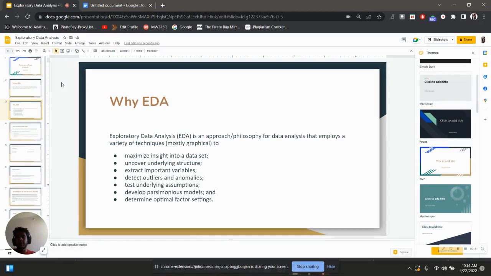So why do we use EDA? EDA is basically an approach for data analysis that employs a variety of techniques. What techniques does it imply? It employs a variety of techniques to find the maximum insight into a data set in order to uncover underlying structure, extract important variables, and detect outliers and anomalies. It helps us to test underlying assumptions, develop parsimonious models, develop optimal factor settings, and so on.